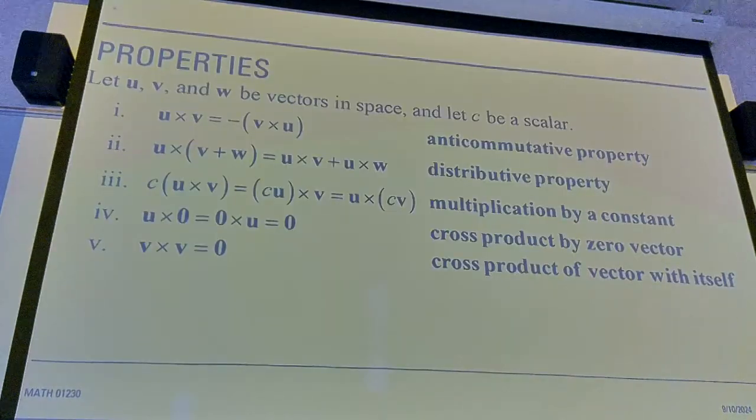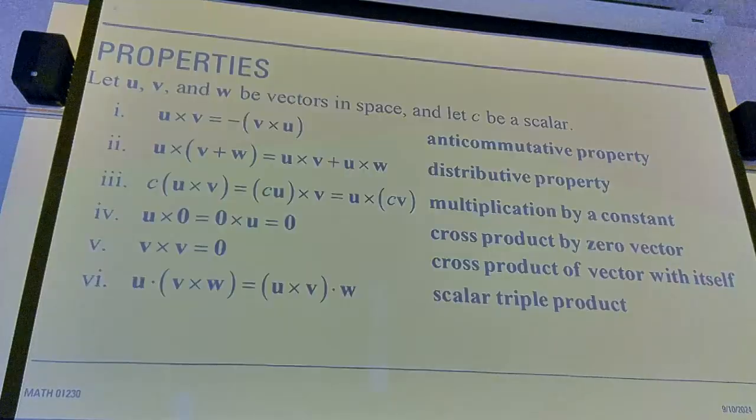But you could take a cross product of two vectors and then take a dot product. That is called the scalar triple product. U dot V cross W is a scalar triple product. That is the same as U cross V dotted with W.